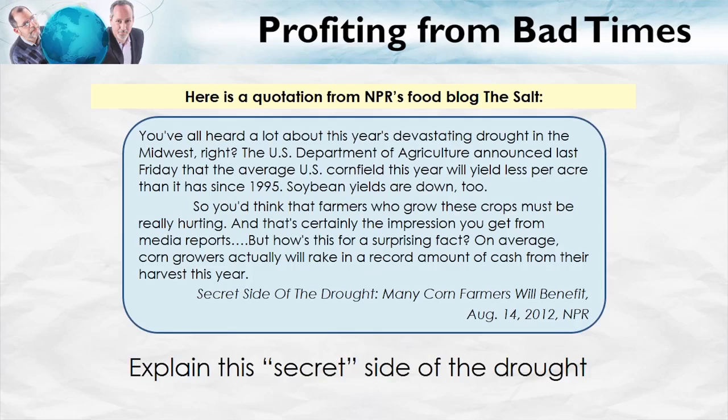So, can you explain this secret side of the drought? I'm not going to answer this question. This is exactly the type of question you might receive on an exam. But you should be able to answer it by now with a few sketches on a piece of paper. And in particular, what I want you to answer is, what type of demand curve for corn would make exactly this type of outcome perfectly understandable? Not a secret or a surprise, but perfectly understandable.